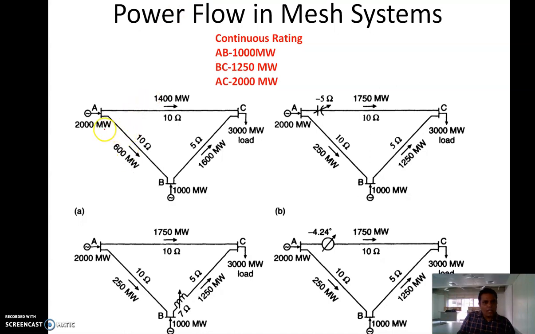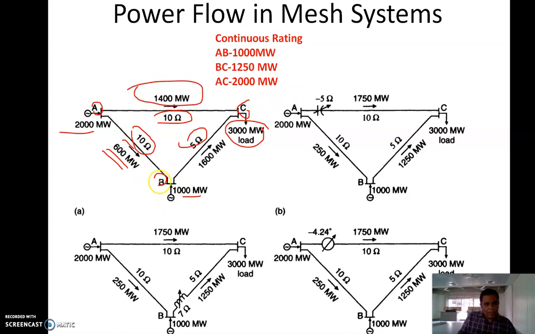Okay, so again here you see, you have a generator of 2000 megawatt here, 1000 here, and there is a load of 3000 megawatt here, right? And there are three lines. This line has a 10 ohm impedance, this has 10 ohm impedance, this has 5 ohm impedance. If you apply KCL and KVL, you can solve for yourself and see that the lines will carry different amounts of power. Line AB will carry 600 megawatt, line AC will carry 1400 megawatt, and line BC will carry 1600 megawatt.